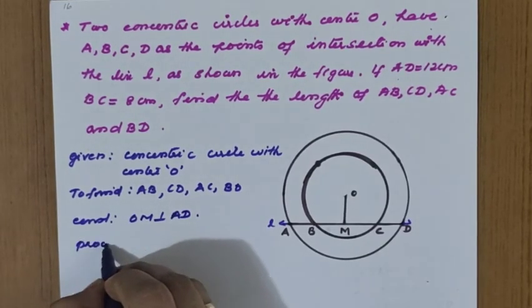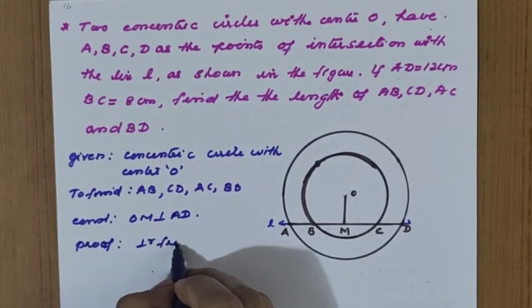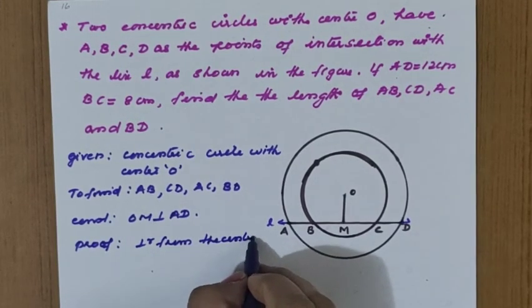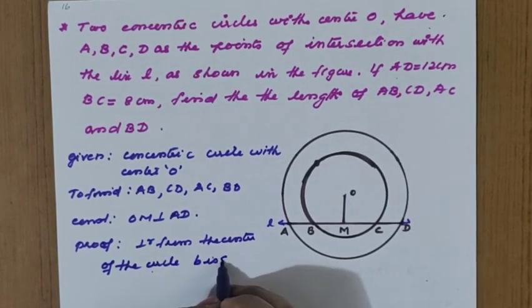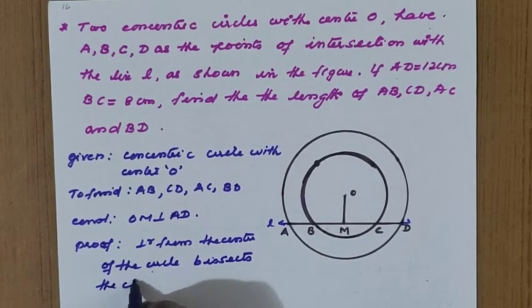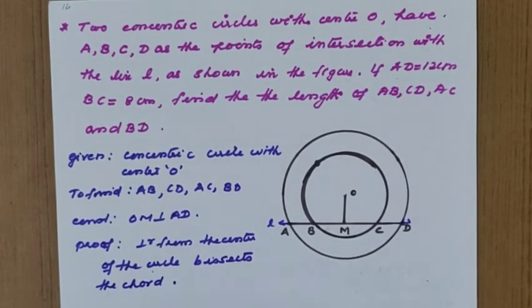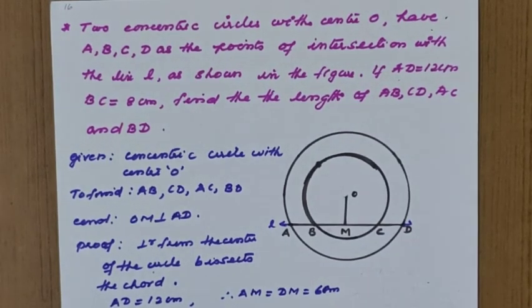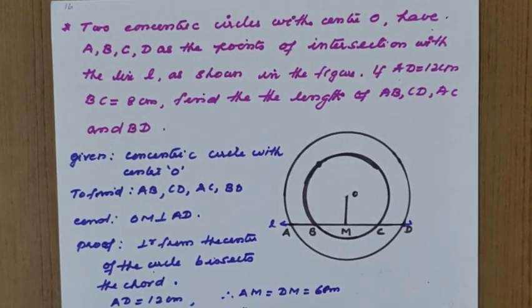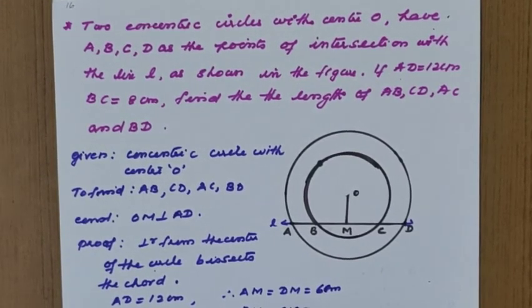Now, the proof. Perpendicular from the center of the circle bisects the chord. Okay. So, AD equal to 12 centimeter, therefore AM equal to DM equal to 6 centimeter. Next, BC equal to 8 centimeter, so BM equal to CM equal to 4 centimeter.